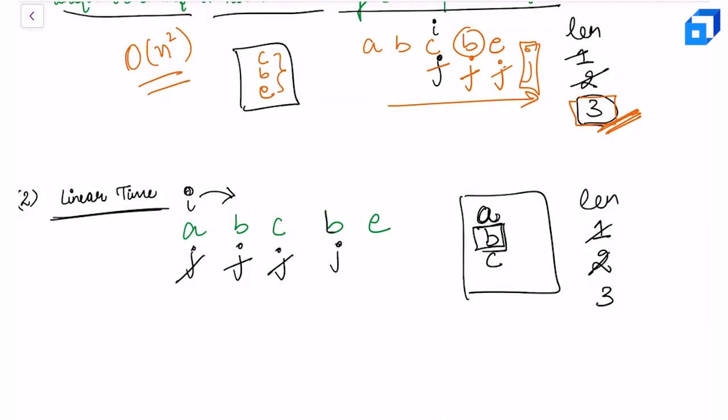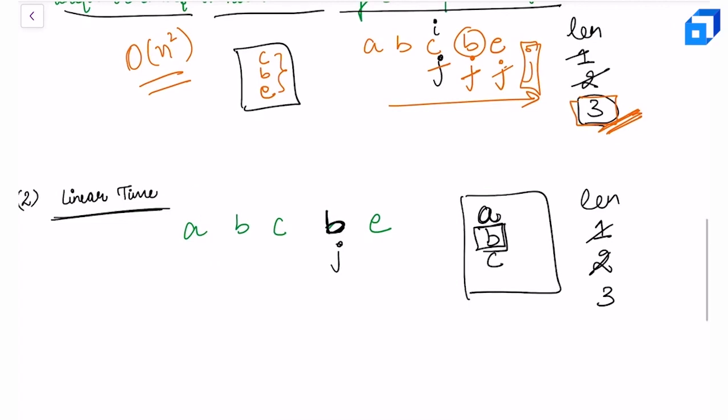Well, we have to actually make sure that B does not exist, right? So in that case, instead of moving J back, we can increment our I till the jth character does not exist in the set anymore. Now, what do I mean by that? Let's see. I is incremented and this particular character can now be erased from the set as it is no more in the current window from I till J, right? So, A can be erased.